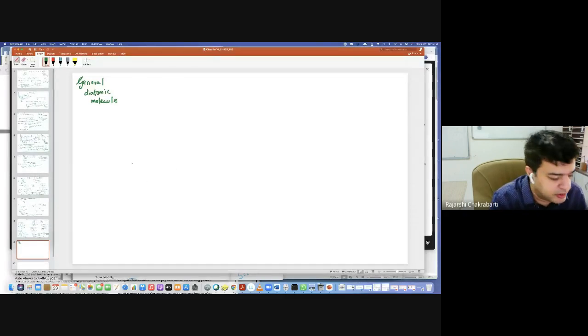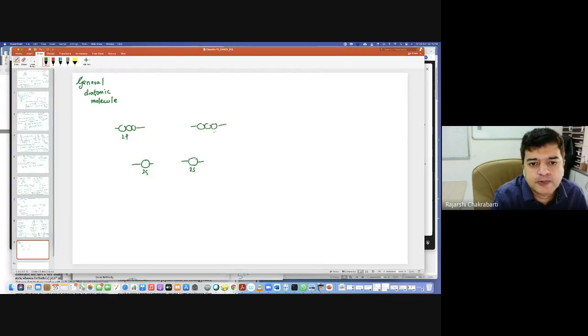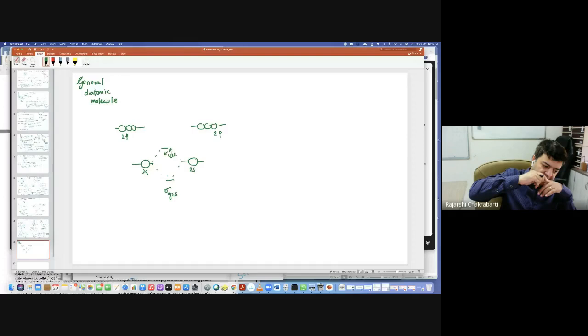So I'm not considering 1s, I'm just considering 2s. You have 2p here, 2p here. This will give you this and this. What is this? This is sigma g 2s. This is sigma u 2s star. Fine. And there is a 2s to 2p gap, but not much gap.